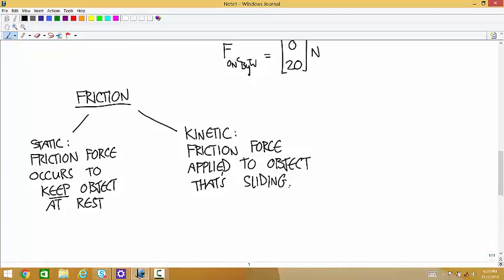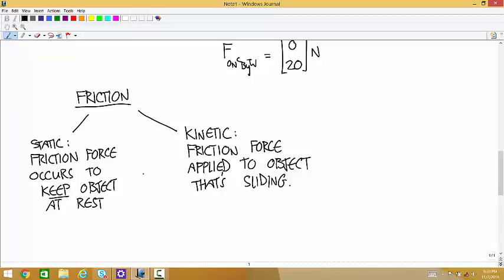Anybody have a sense for which one of these can be bigger? So static friction can be small, but if you think about the maximum friction force that can be applied by static friction for any two objects, one of these two is bigger than the other one. Do you have a feel for what that is? Okay, so static friction is bigger.